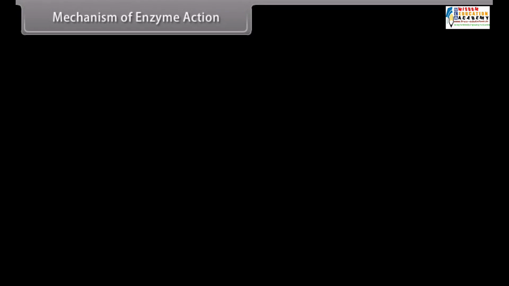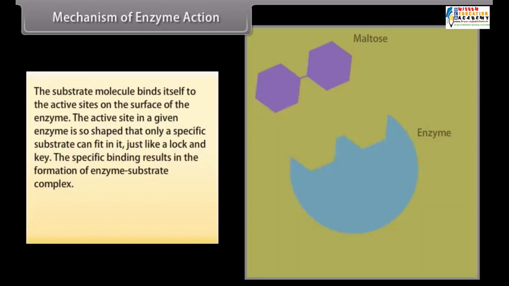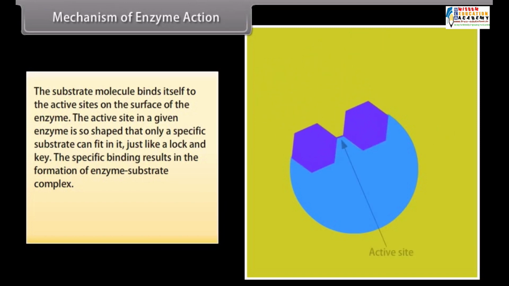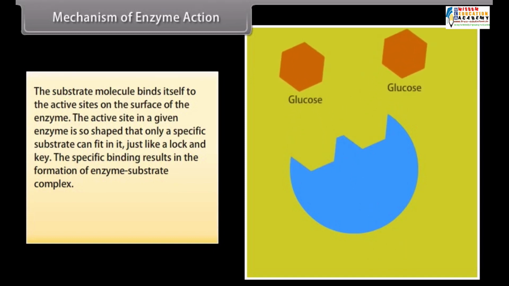Mechanism of enzyme action. The substrate molecule binds itself to the active sites on the surface of the enzyme. The active site in a given enzyme is so shaped that only a specific substrate can fit in it, just like a lock and key. The specific binding results in the formation of the enzyme-substrate complex.